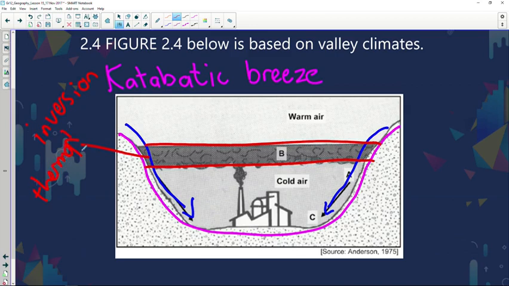Now, how does this basically happen? Because what happens during nighttime, the surrounding areas cools down, the cool air sinks to the bottom of the valley. What does it do? Displaces the warm air up, creating the inversion layer.